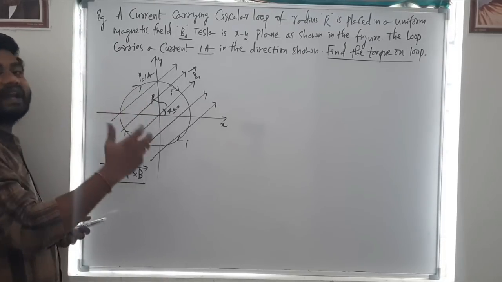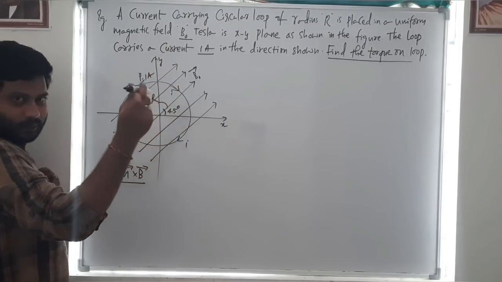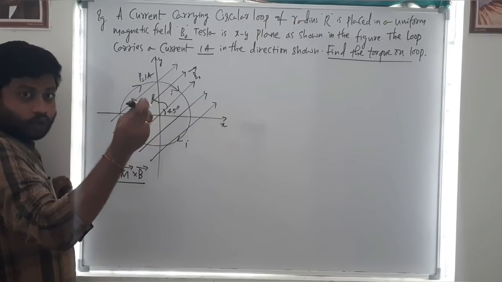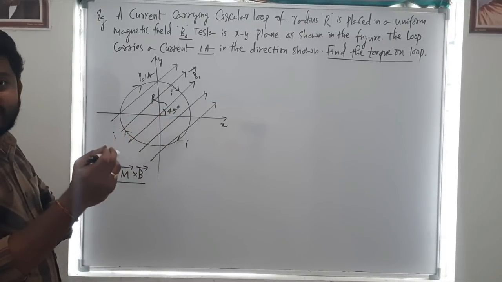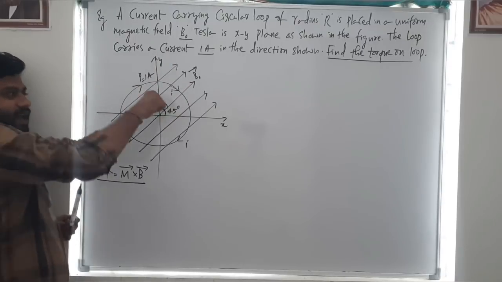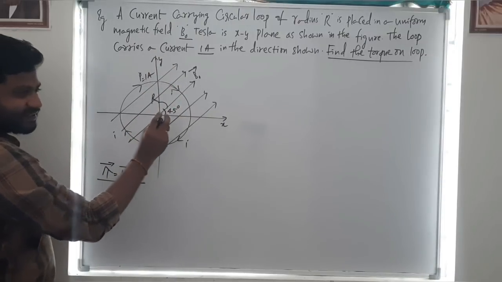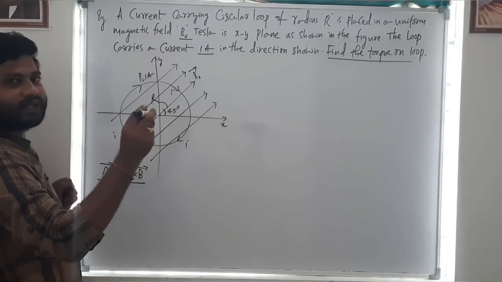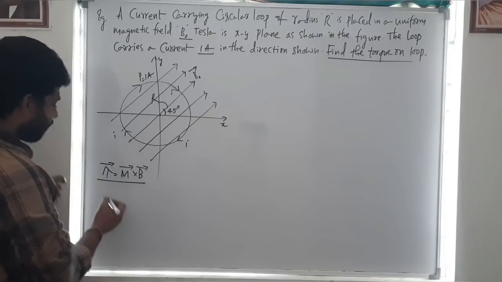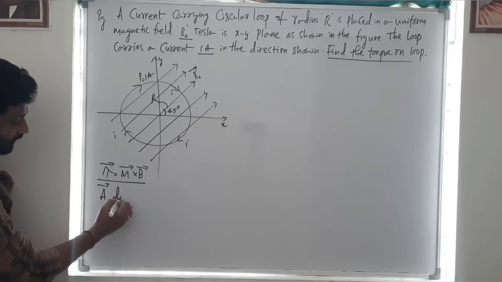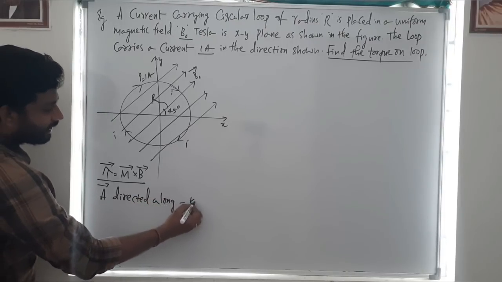So the area vector is in which direction? If this is x and this is y, you know your z-axis is in this way, yes or no? So your area vector is perpendicular to this, opposite to the z-axis. You can see the area vector direction is into the plane. So that means it is opposite to z, so that's your minus k cap direction. I'm writing the same here: the area vector is directed along minus k cap direction.